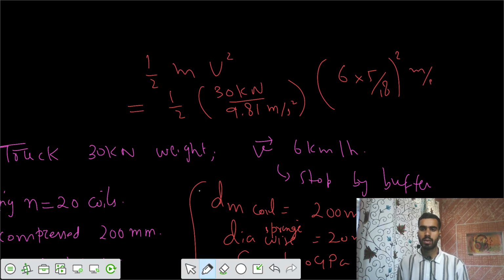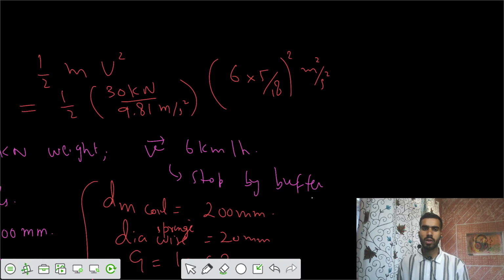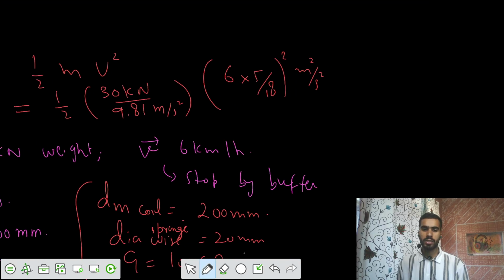Then accordingly you can get the value of that kinetic energy would be equal to 4248 Newton meter.